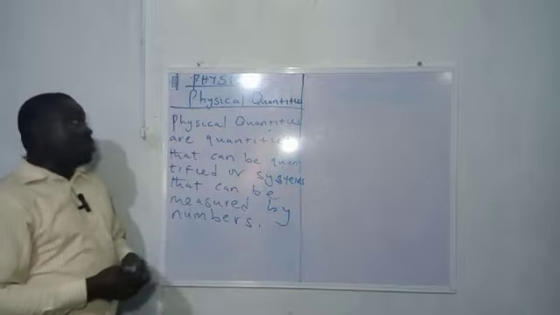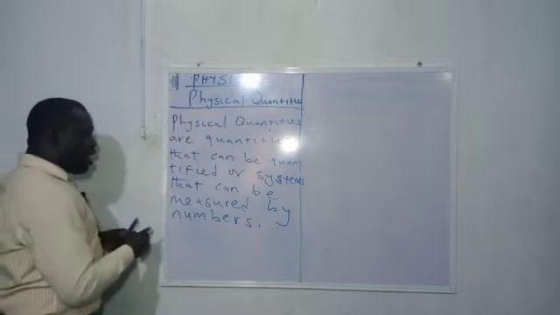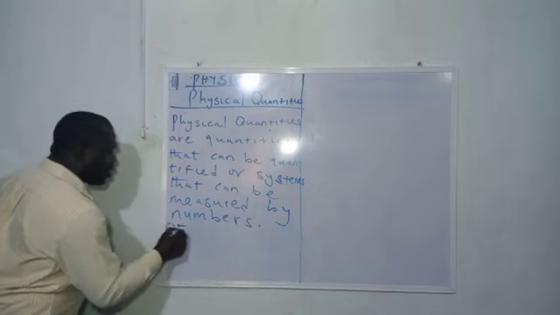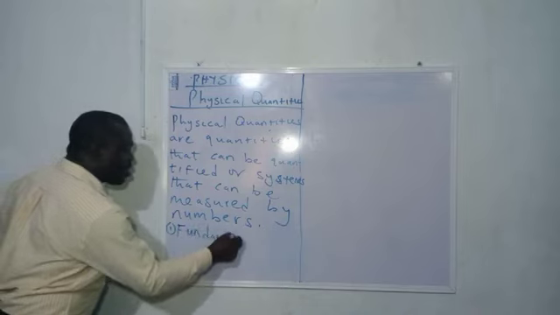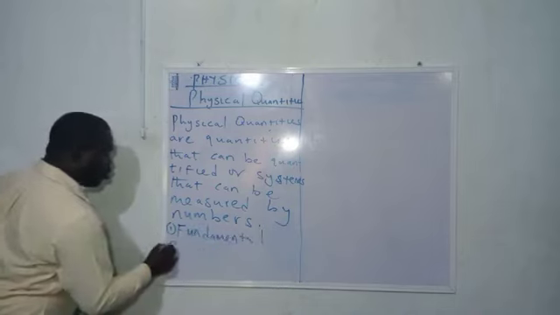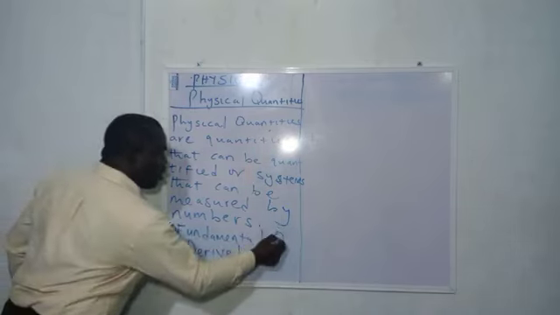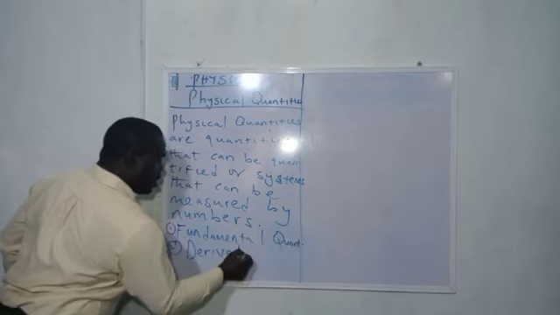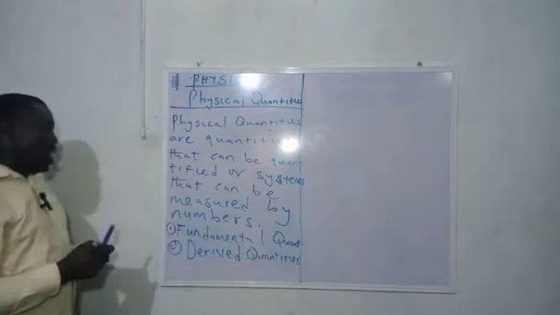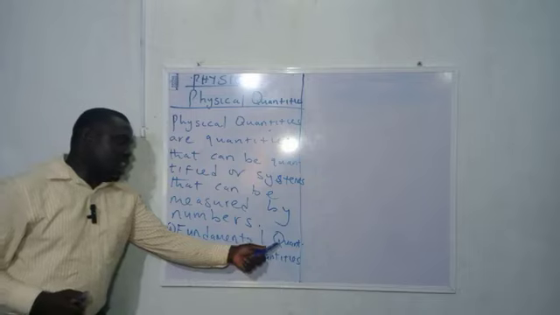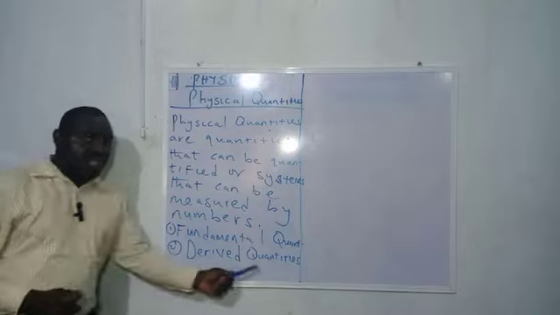And we have two major types of physical quantity. There are just two types. Number one is fundamental quantity. Number two, we have what we call derived. The first one is fundamental, the second one is derived quantities. So we have fundamental and derived quantity. Obviously, we have fundamental units and we also have derived units.